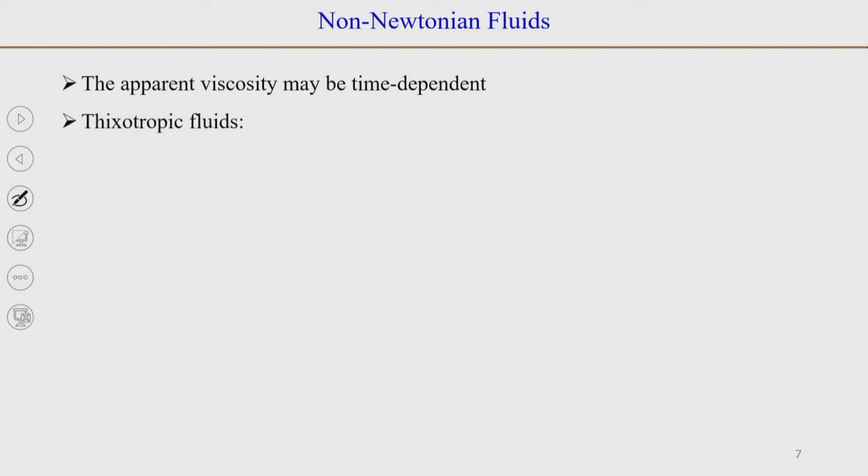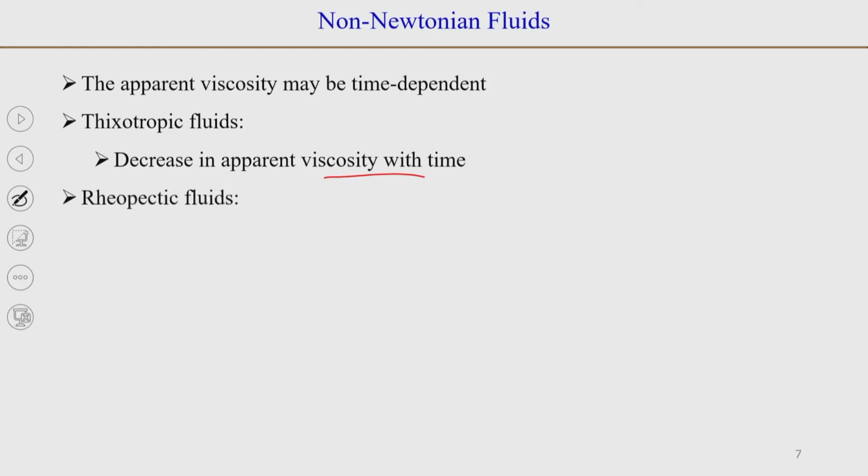So, we can classify these fluids as thixotropic fluids, whose apparent viscosity decreases as the time progresses. Then there is a mirror fluid which is called rheopectic fluid. They show the opposite behavior, that their apparent viscosity increases as the time progresses. So, increase in apparent viscosity with time.